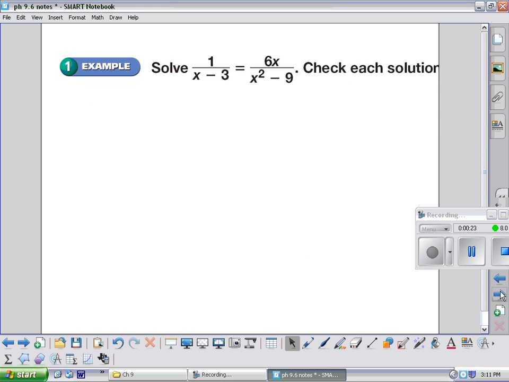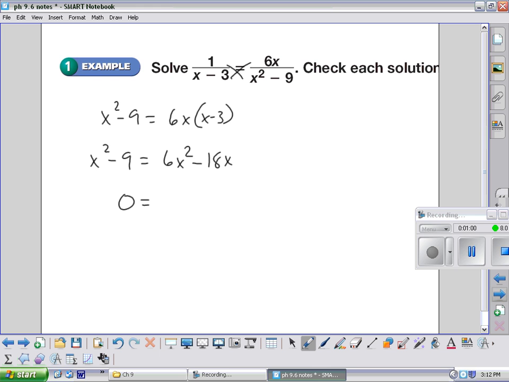Okay, so this guy right here, just to start, now we're solving for x, right? I want to know what x could be to make the left side and right side equal. I'm not just simplifying, I'm actually solving, okay? Well, hey, we've been cross multiplying for a long time now, so we get x squared minus 9 equals 6x times x minus 3. Cross multiply. So x squared minus 9 equals 6x squared minus 18x.